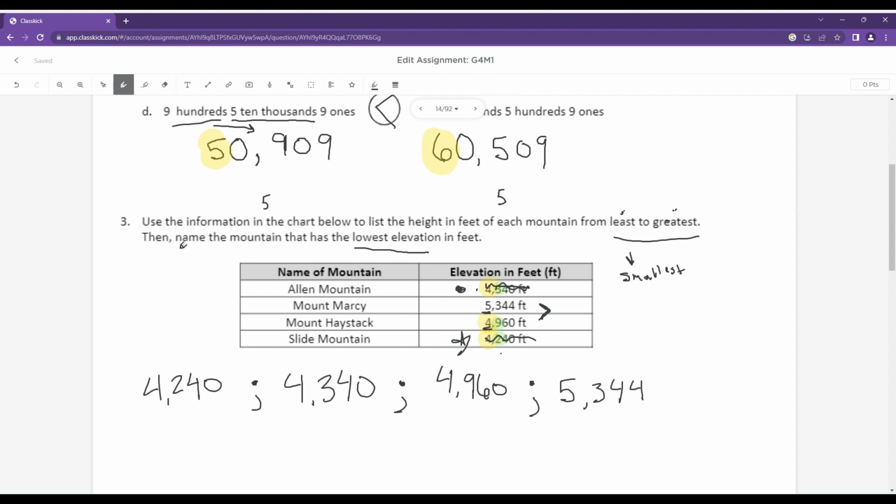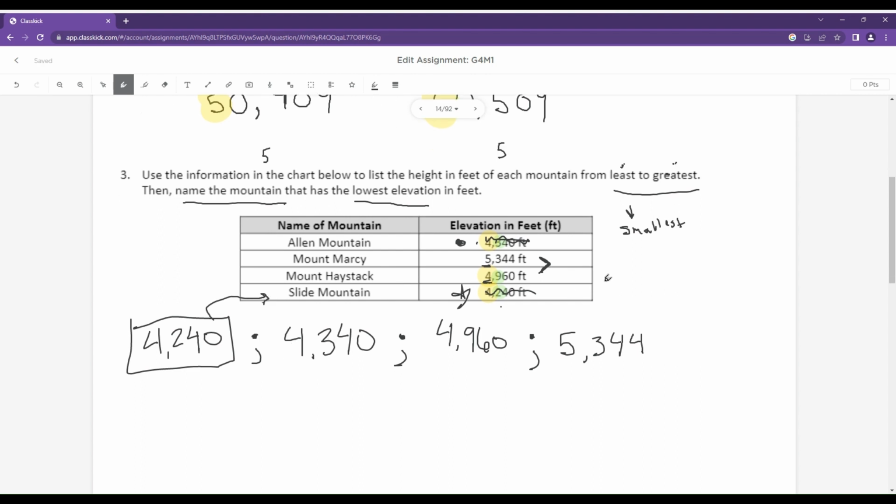Okay. Then name the mountain that has the lowest elevation in feet. So what was the name of the mountain that measured 4,240 feet? It was this one, Slide Mountain. So we would say Slide Mountain has the lowest elevation.